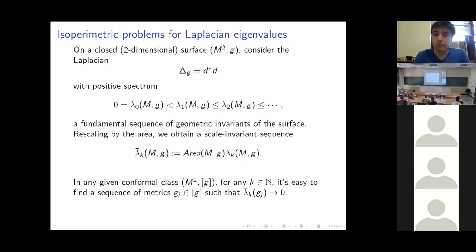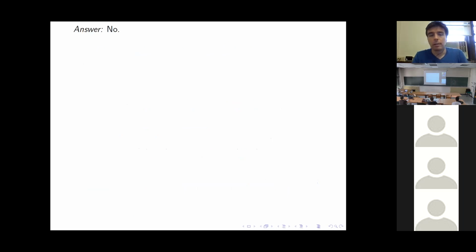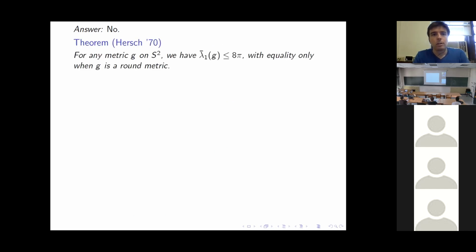Alternatively, we can ask, fixing just the topological type of the surface, whether we can find a sequence of metrics which make these scale invariant eigenvalues blow up, go to infinity. If we ask an analogous question in higher dimension, the answer is yes. But it turns out for surfaces, the answer is no. The first observation along these lines goes back 50 years to Hersch, who showed that for any metric on S2, the area normalized first eigenvalue of the Laplacian is always bounded above by 8 pi, which is exactly the normalized first eigenvalue of the round sphere. Moreover, equality holds only if we're isometric to the round sphere.